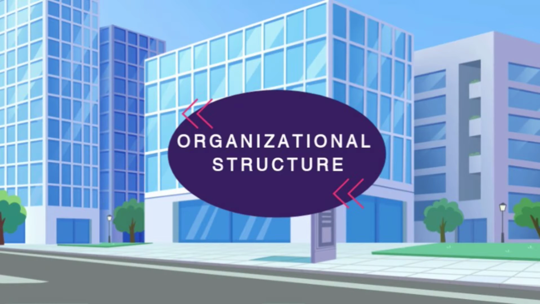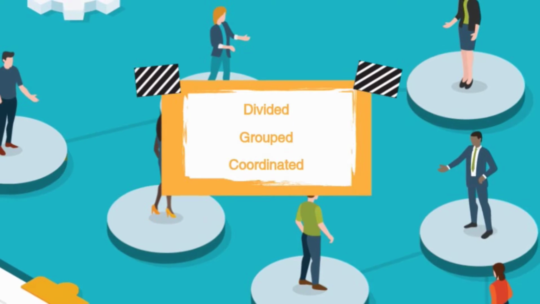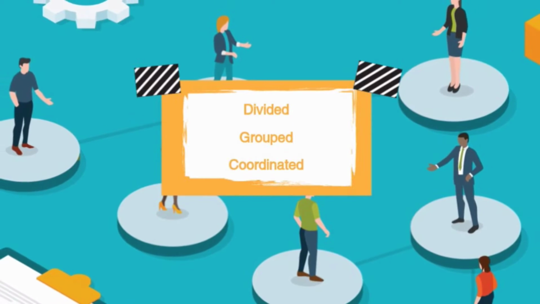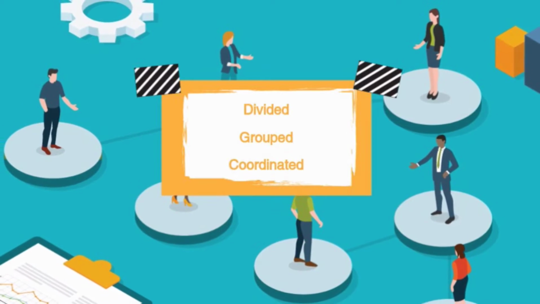To start with, let's know what is organizational structure. It defines how job tasks are formally divided, grouped, and coordinated. Specifically, there are 6 key elements the managers need to address when they design an organizational structure.